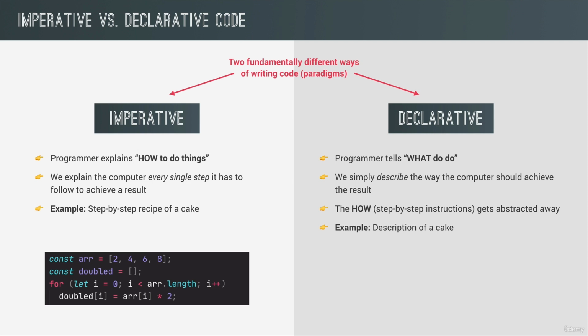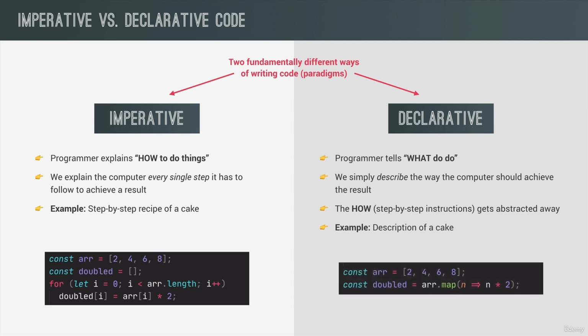And now coming back to the code example of duplicating the values in an array, this is how we do it in the declarative way. So we have our array, and then we simply tell JavaScript that it should map the values in the array to a new array. And each of these values should be multiplied by 2.